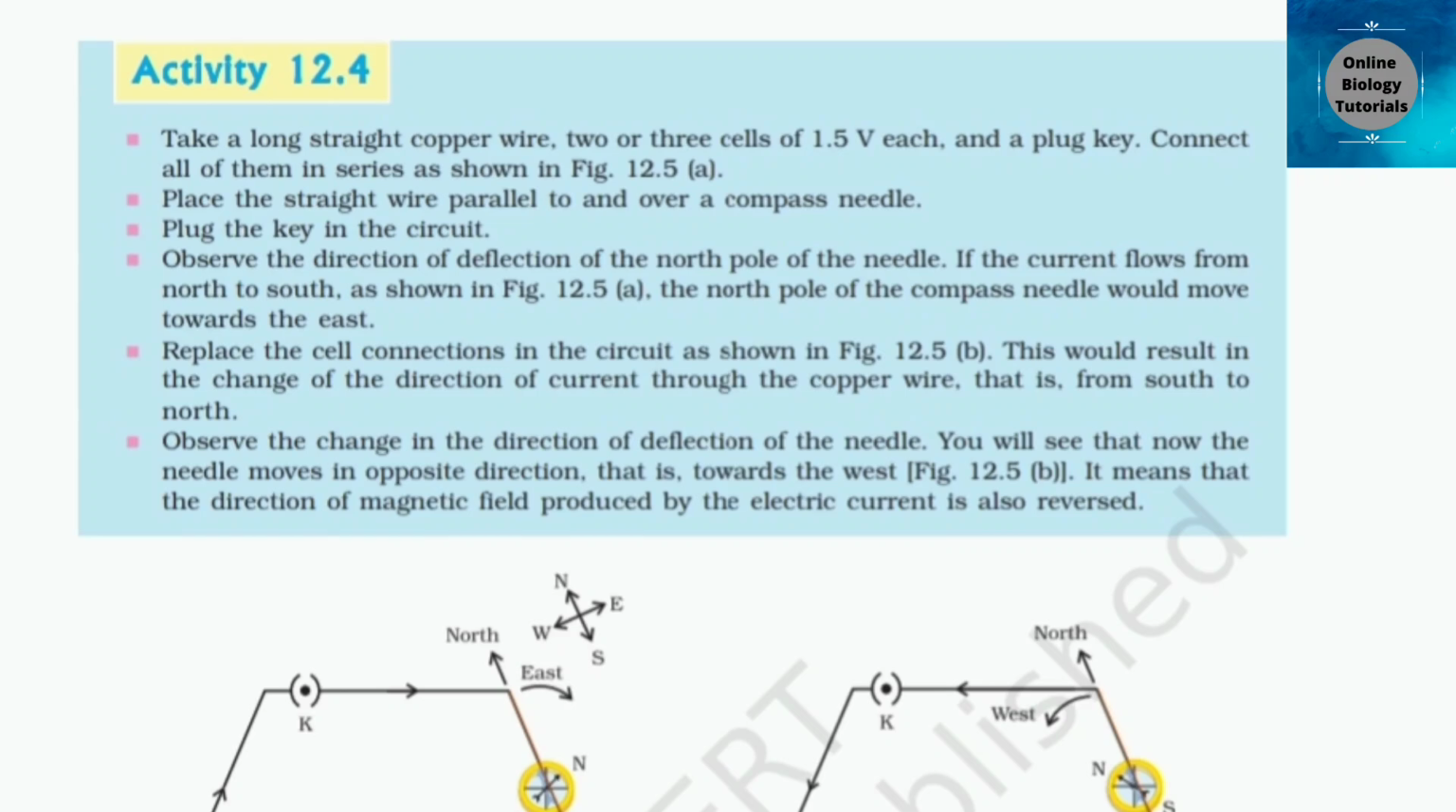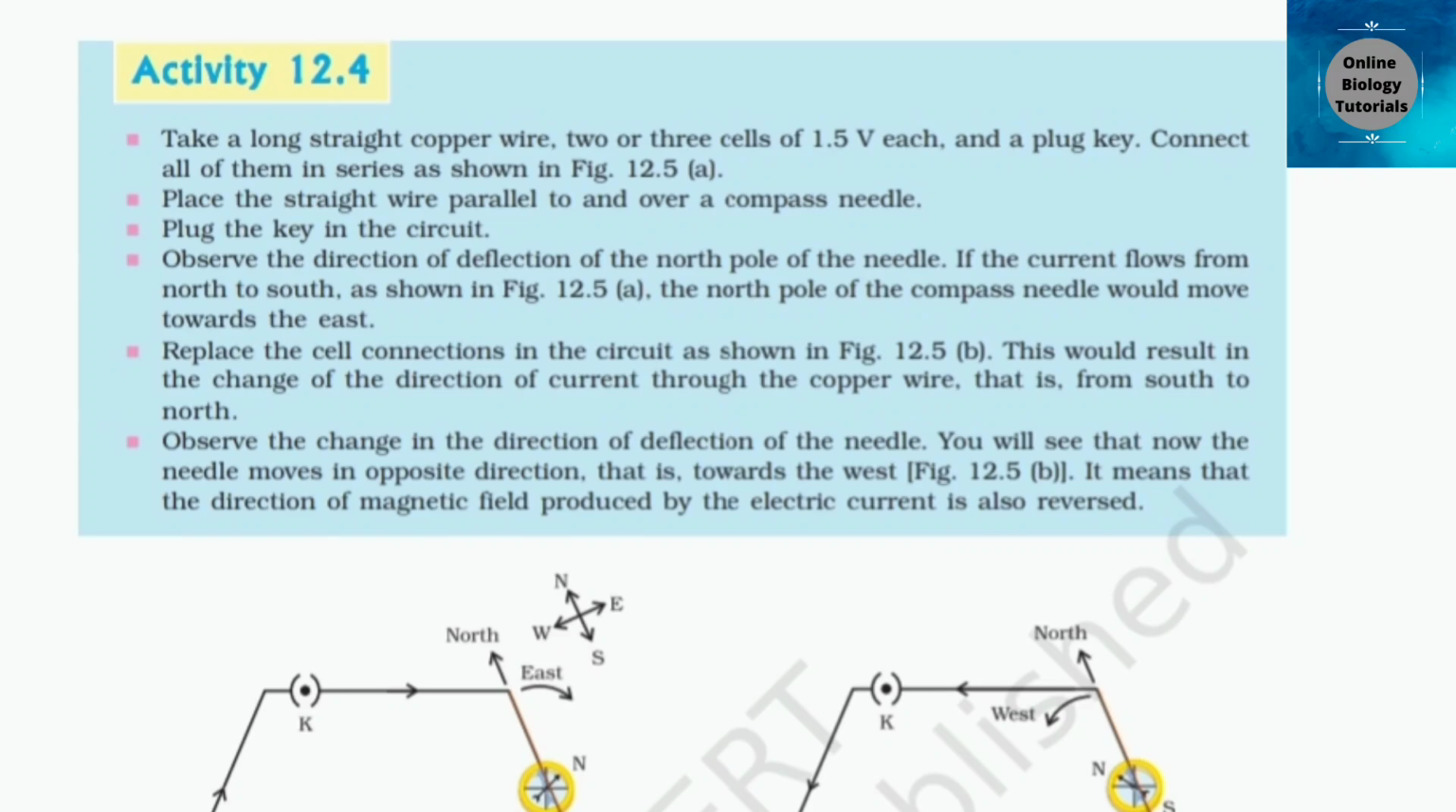Place the straight wire parallel to and over a compass needle. Plug the key in the circuit. Observe the direction of deflection of the north pole of the needle. If the current flows from north to south as shown in Figure 12.5a, the north pole of the compass needle would move towards the east.